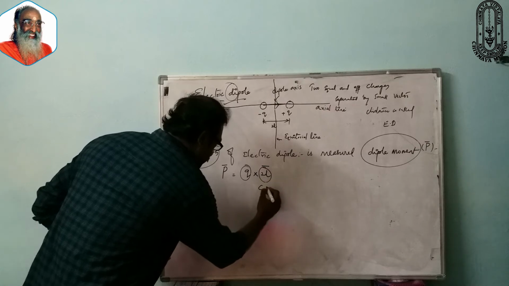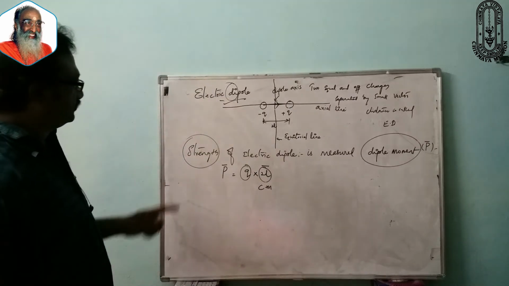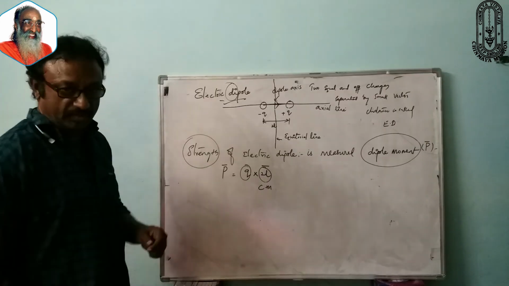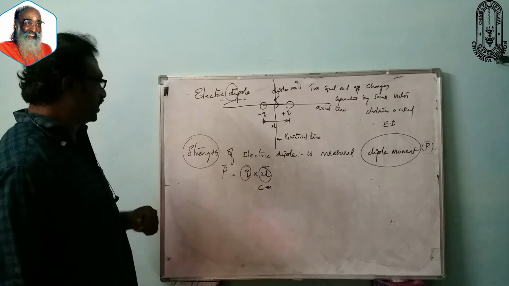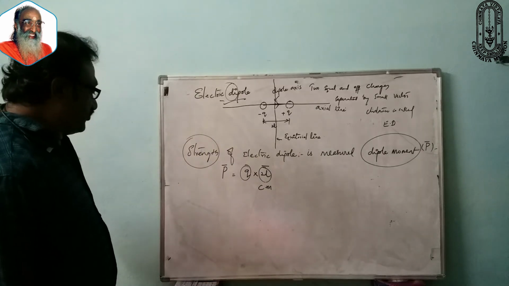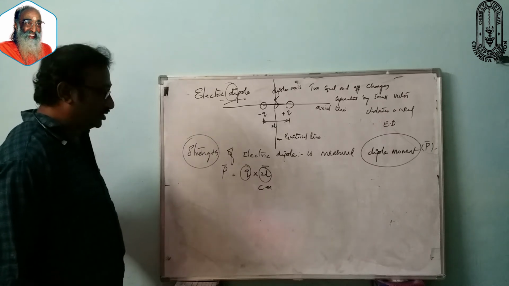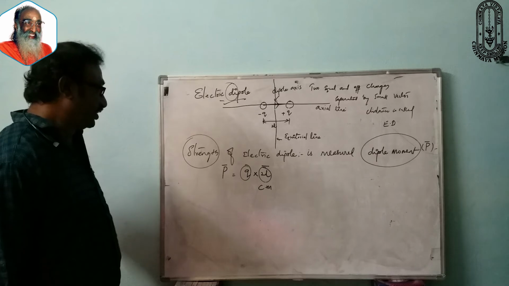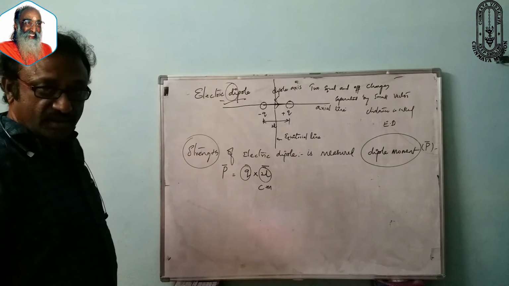It's nothing but the meter. So the SI unit of dipole moment is coulomb meter. Okay. Now, after finding this dipole moment and all these things, there is a need for us to find out the electric intensity of the electric field at a point on the axial line and the equatorial line.